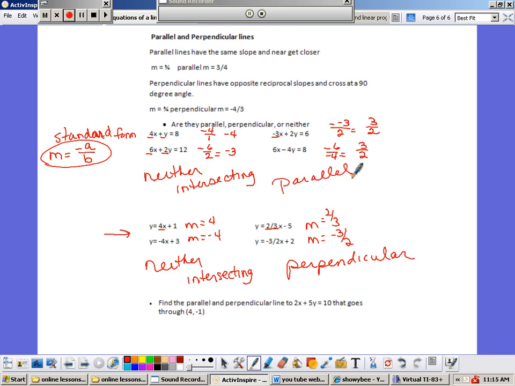Now remember, I told you I put this formula on your formula sheet. If you don't have a formula sheet, then this is the one that you want to take note of because it makes your life so much easier to find a slope in standard form.